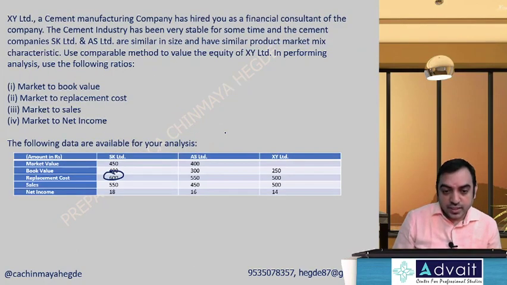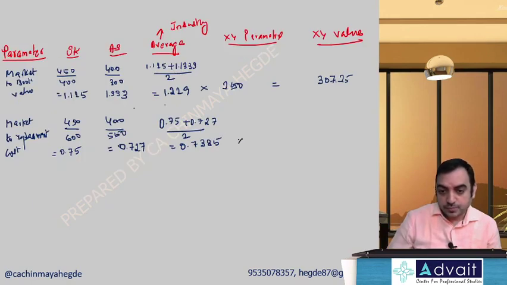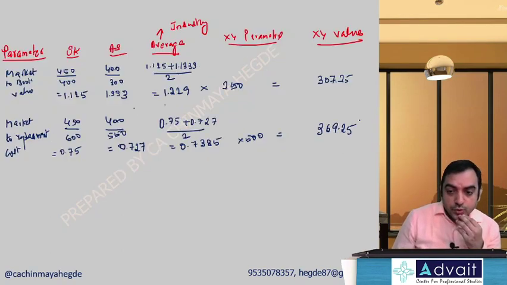Parameter of XY Limited, replacement cost 500. 500 into 0.7385, 369.2. Okay. Then market to sales.